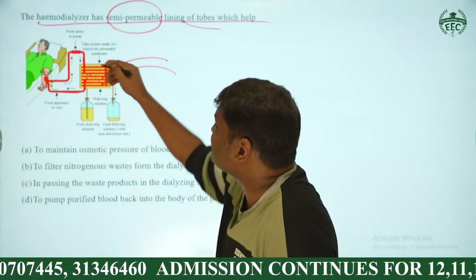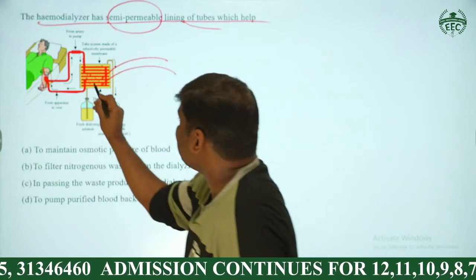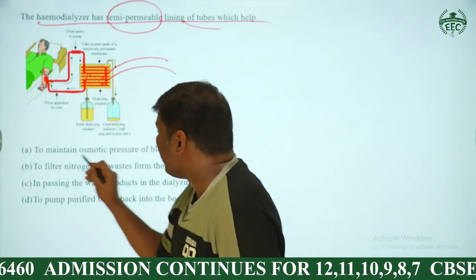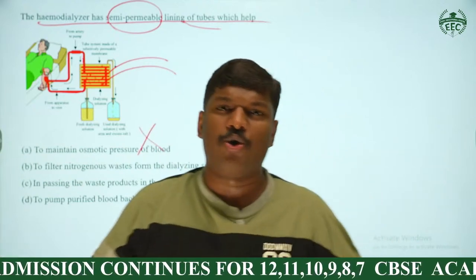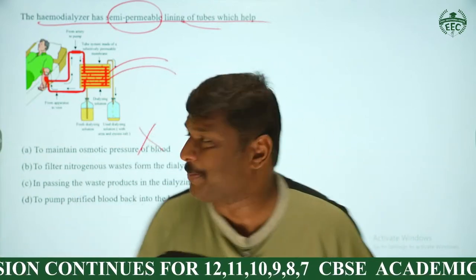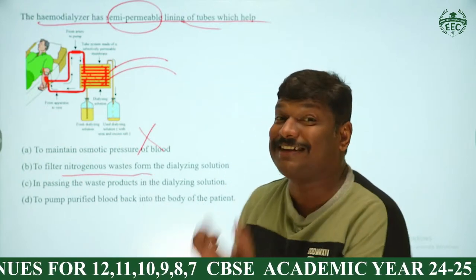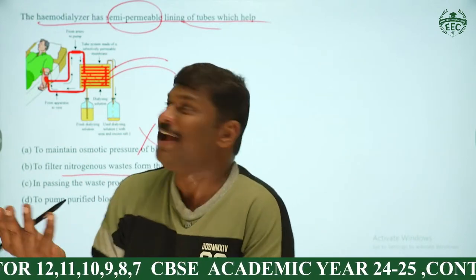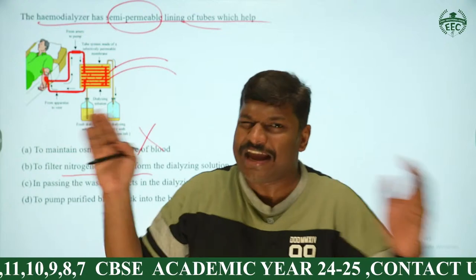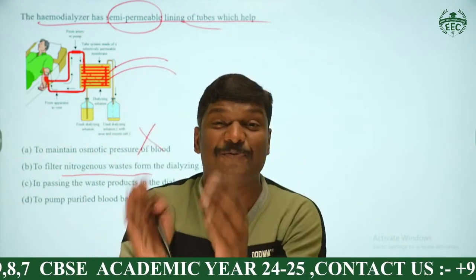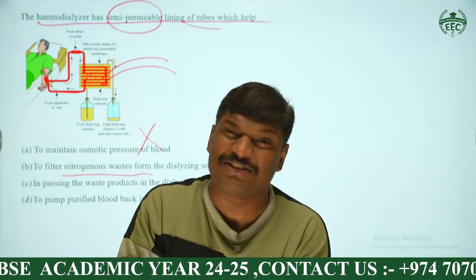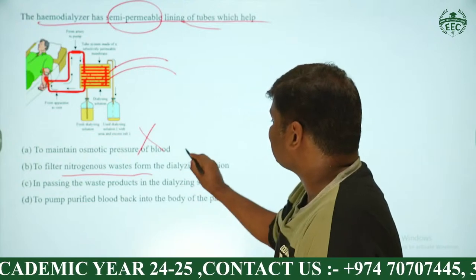What is the function of that semi-permeable membrane? To maintain osmotic pressure of the blood? No, no need to maintain any osmotic pressure. Next option: to filter nitrogenous waste from the dialyzing solution. Hey, the dialyzing solution does not have any nitrogenous waste, because if the dialyzing solution had nitrogenous waste, nothing would be absorbed. So that is also wrong.